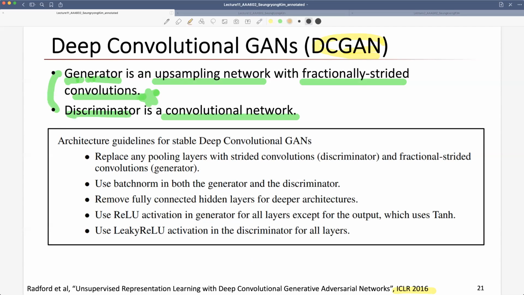In this paper, they introduced some tips in architecture design. First, it is deep convolutional again. They replaced the pooling layer with the stride convolution and fractional stride convolution, and used batch norm in the generator and discriminator. They removed the fully connected hidden layer for the deeper network, and used ReLU activation in the generator except for the output, and leaky ReLU activation in the discriminator for all layers.